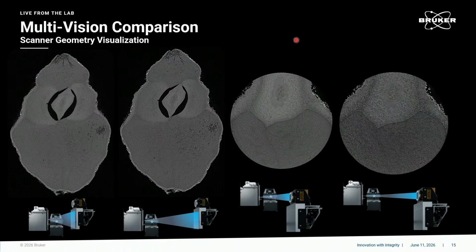Yeah. So it just depends on what level of detail you're looking for and what level of contrast you're looking for. So I think it would just be dependent on that. But it's nice to get a sense of what this looks like as far as your scanner geometry.